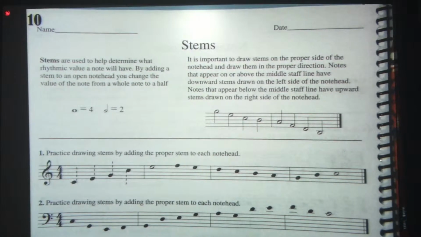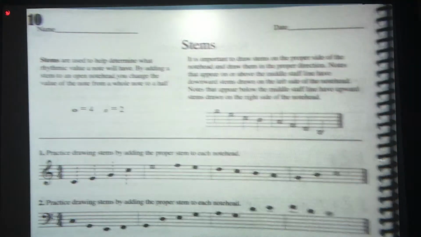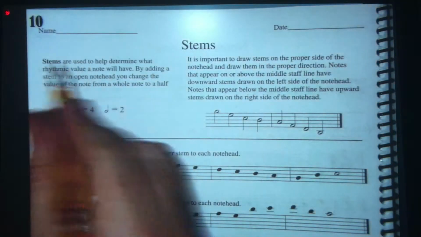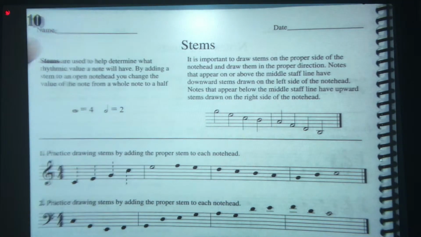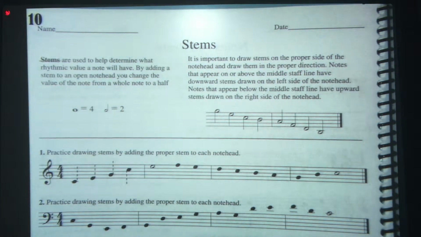Worksheet 10, stems. Stems, a vocabulary word we need to know, all of the black words like this we need to know, are used to help determine what rhythmic value a note will have.